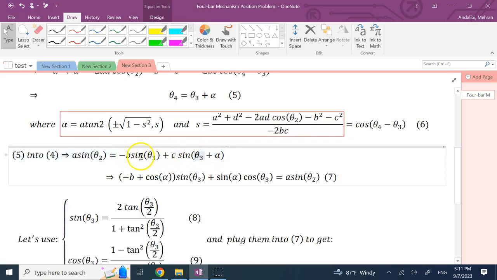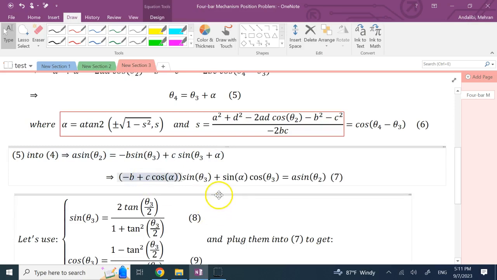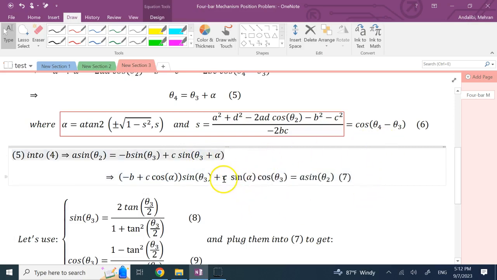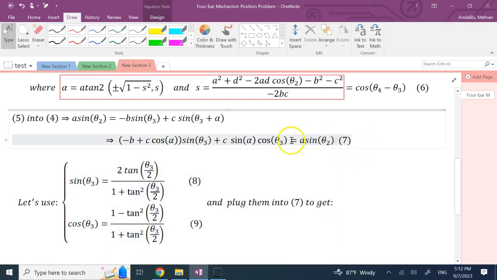sine theta 3, and then here is another sine theta 3, so I can factor sine theta 3 out. There will be a negative b left, and there will be a c cosine alpha. So here I guess I need to add a c cosine alpha. On the other hand, I also will have a c cosine theta sine alpha. So again, here there is a c that I should add, right? So it's going to be c sine alpha cosine theta is equal to the right hand side or left hand side, whatever you want to call it, a sine theta 2.